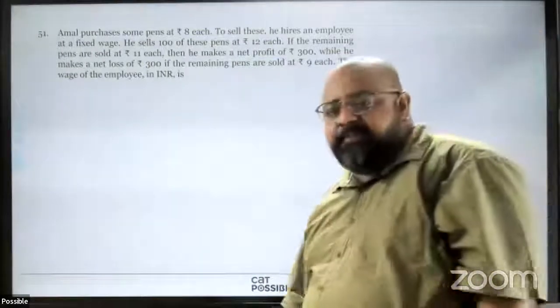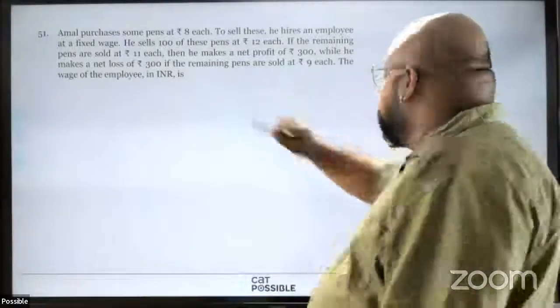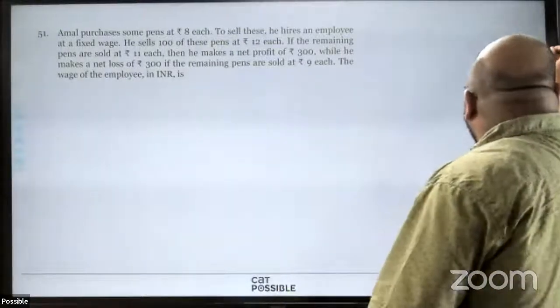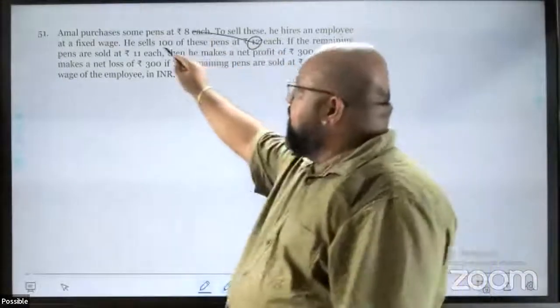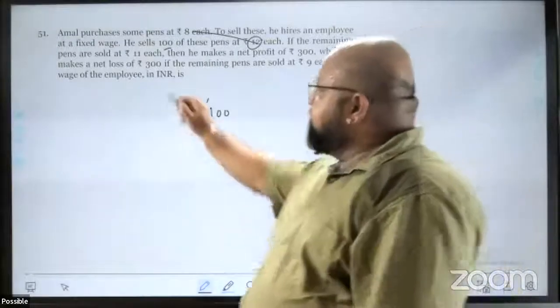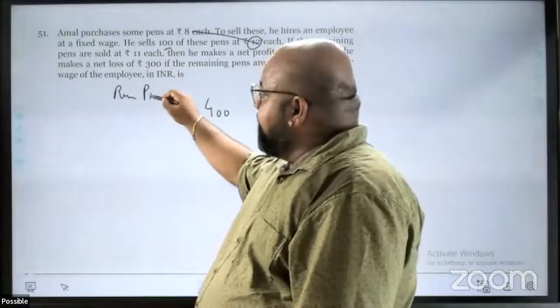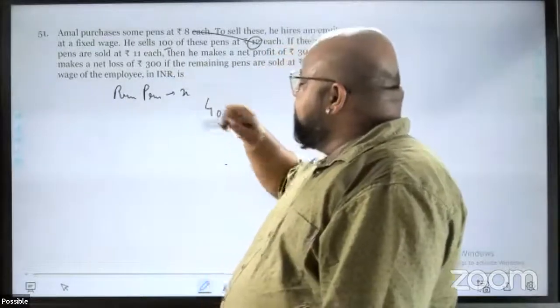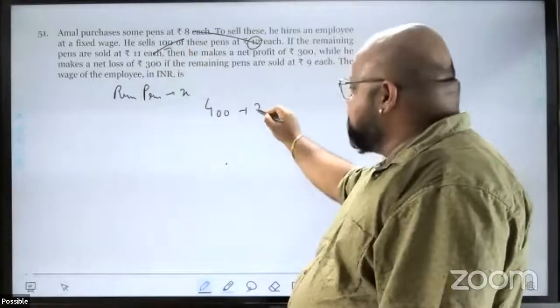So what I'm saying is, if I just look at the profit part, when he's selling the pen for 12 rupees, the profit will be 4 rupees per pen for 100 pens. So profit is 400. If he sells the remaining pens, suppose the remaining pens are X in number. If he sells the X pens for 11 each, he will have a profit of 3 rupees per pen, therefore plus 3X.